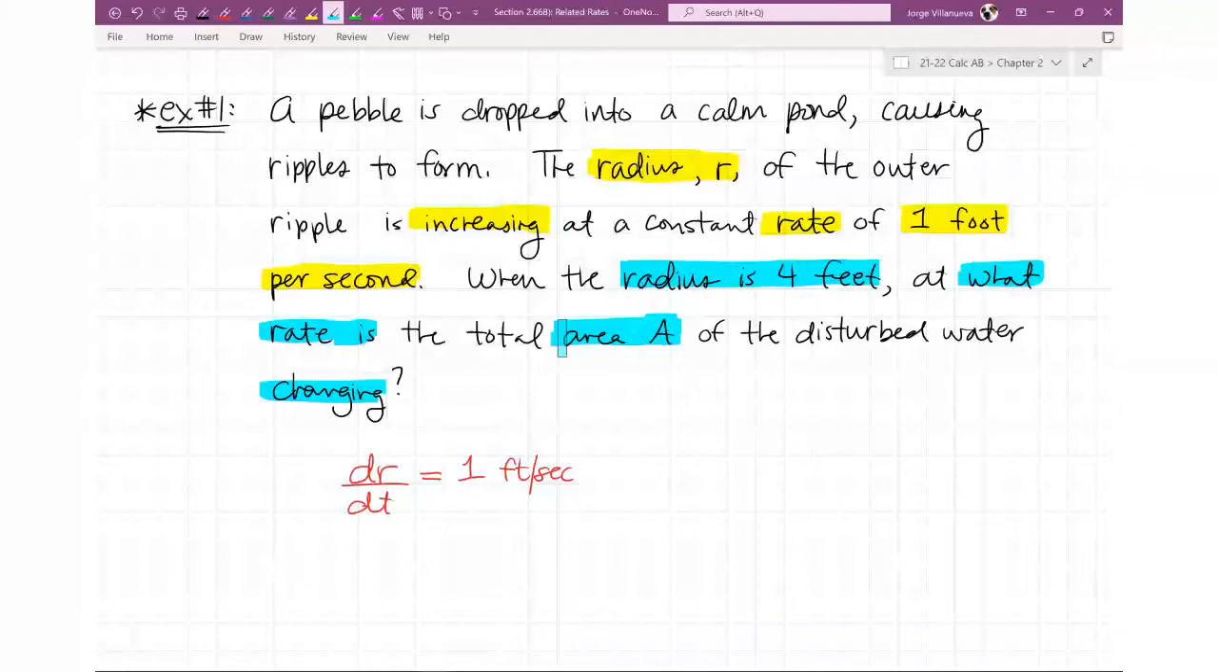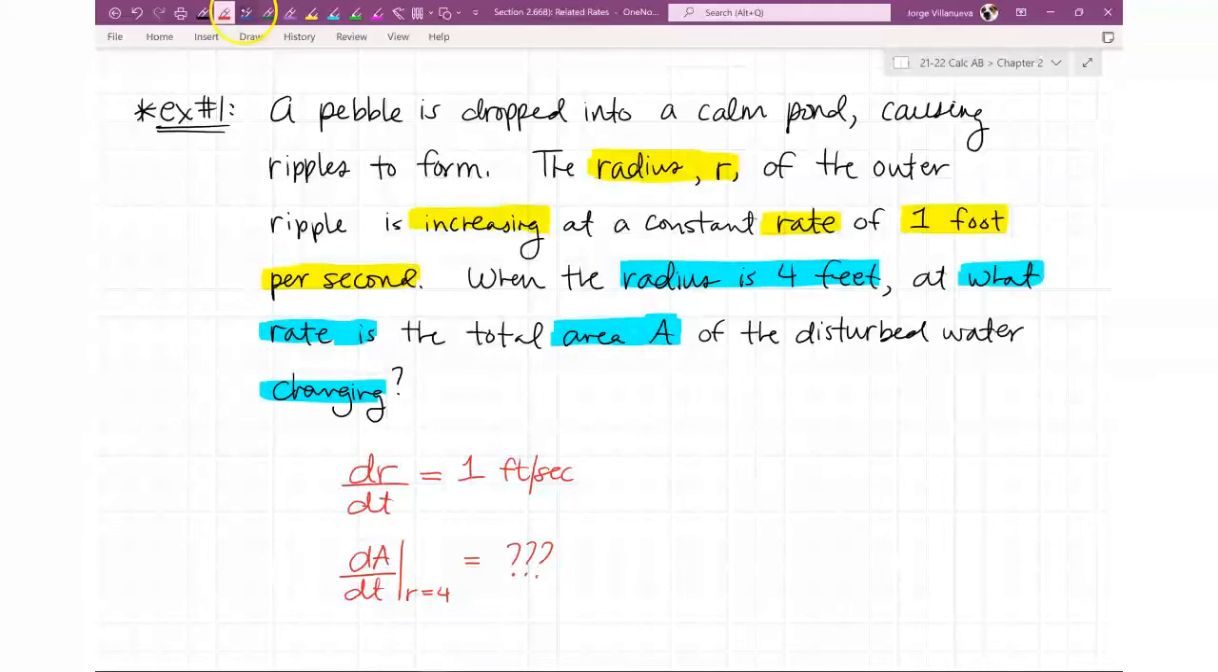dA over dt, right? The area over time. The area is going to be changing over time. So what they want to know is, what is dA/dt when r equals 4? That's the main question. What is dA/dt when r equals 4? Because they said that when the radius is 4 feet, what is the rate of the total area, or what is the rate that the total area of disturbed water is changing?